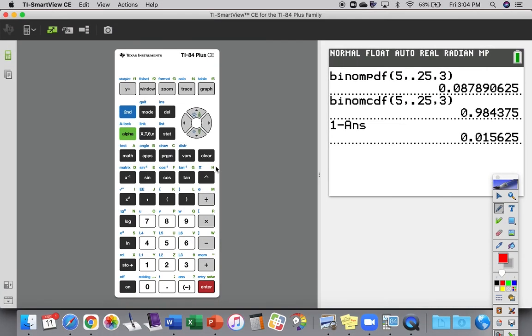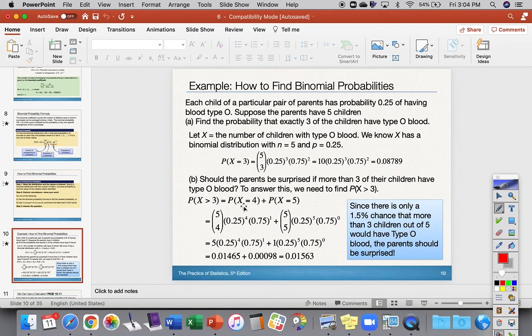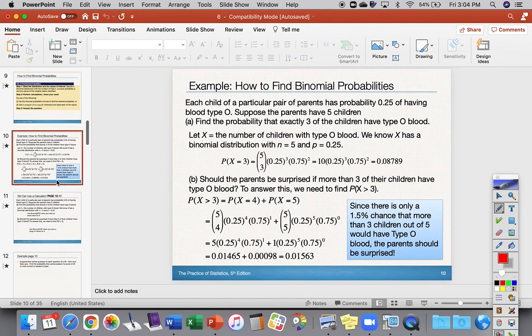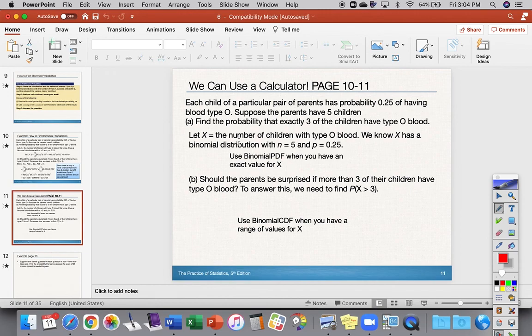So you have to be pretty careful in questions like this that it says something like more than or equal to, greater than or equal to, less than or equal to. You have to be careful of that. So moral of the story here: binomial PDF when you have an exact x value. Binomial CDF helps you when you want to find a range of answers. And always keep in mind, it starts counting at 0. So use your 1 minus if you need.